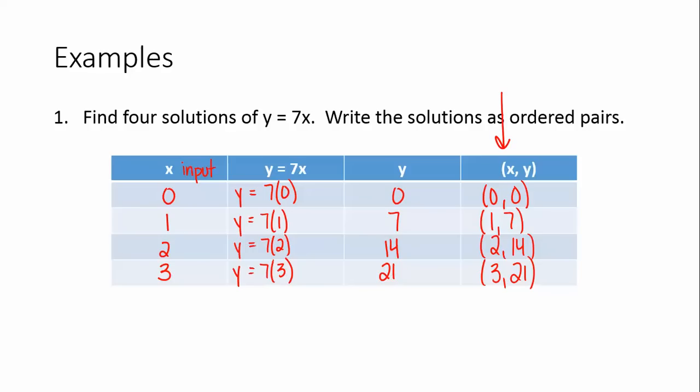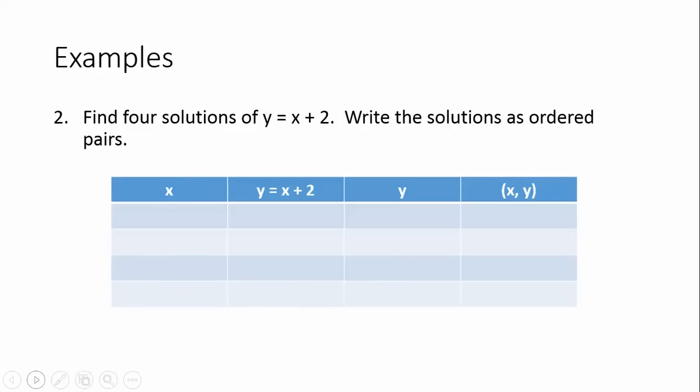So again, you're asked to find the solution. You pick the inputs, plug them into the equation, find out what y equals, and then write the answer as an ordered pair. Example 2, we have 4 solutions of y equals x plus 2. So again, we get to pick the values for x. I'm going to pick a couple negative values sometimes. That doesn't hurt either. So -2, -1, 0, and 1.